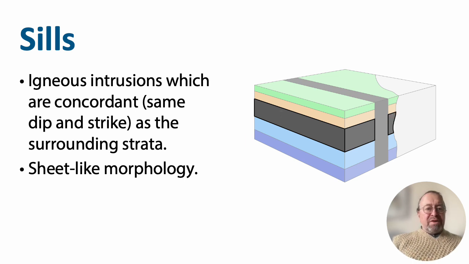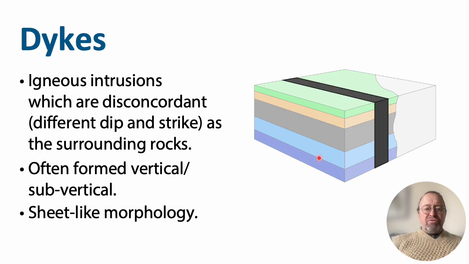However, if it does cut across the stratigraphy, across the sediments, the bedding like this, we call this a dike. Sometimes they're vertical or close to vertical, like this example, but they don't have to be. The critical thing here is that they have to cross-cut, and they also have a sheet-like morphology, right? So both the sills and the dikes are tabular. One is relatively flat, the other one is more high angle. And the critical thing is that cross-cutting relationship.